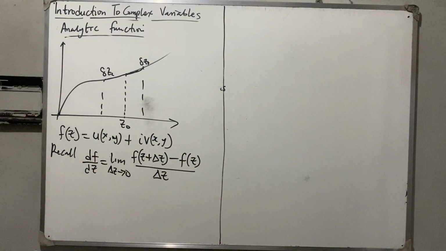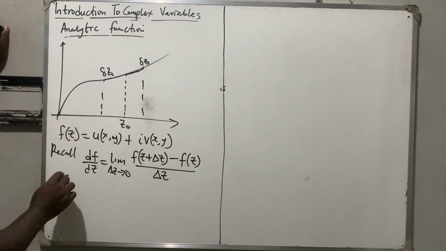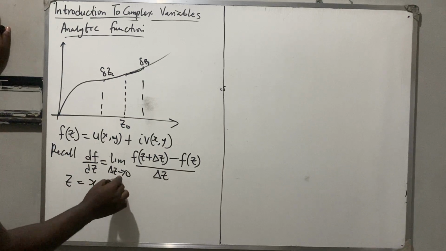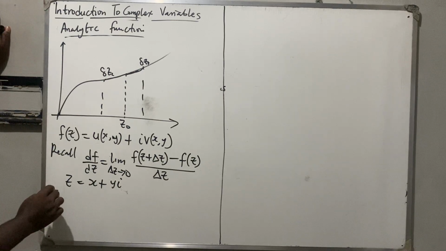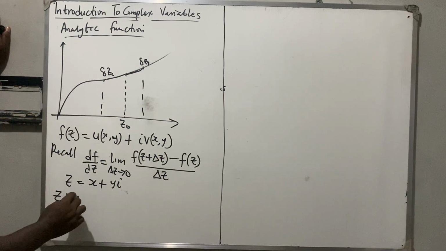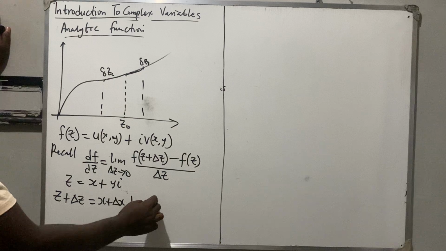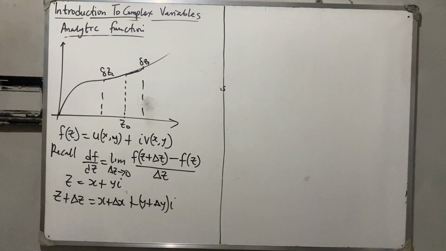So we know this. Since we know this now, let us put our z. We know what our f of z is. We know that our z is equal to x plus yi. Which means if I add delta to both of them, therefore z plus delta z will now be equal to x plus delta x, plus y plus delta y, i. Z is equal to this.